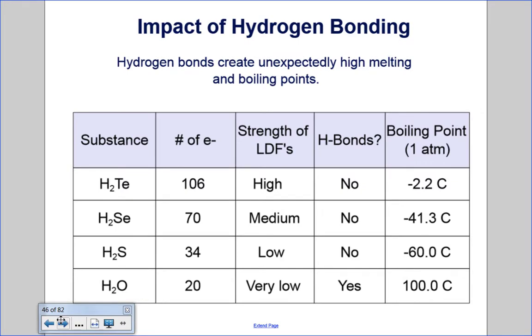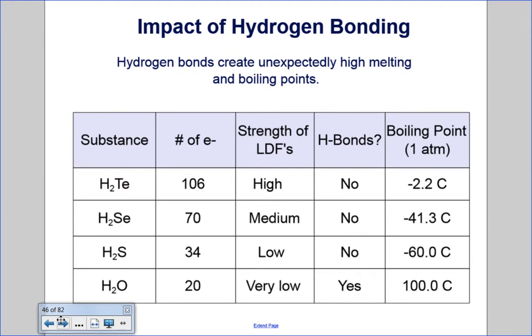Hydrogen bonds create unexpectedly high melting and boiling points. And here you can see a list with hydrogen when it bonds with tellurium, certainly not a hydrogen bond, but it will be a strong LDF and have a boiling point relatively high, minus 2 degrees. When hydrogen bonds with selenium or sulfur, the strength of the LDF decreases, as does the boiling point.